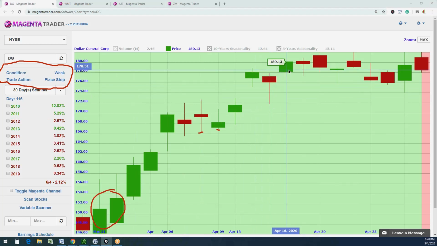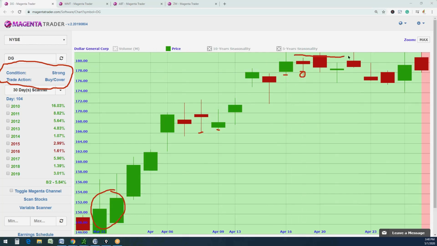The day after that, Magenta now suggests this stock is getting weak. The trend is getting weak. It might not be a bad idea to place your stop. The next day, it says place your stop. Now, if you had placed a stop on the first day it told you to place your stop, on this day, you'd have been stopped out.